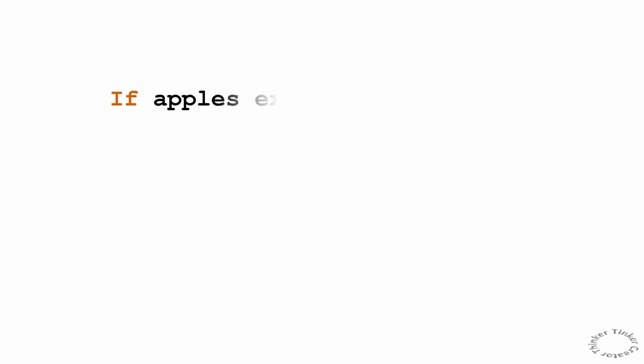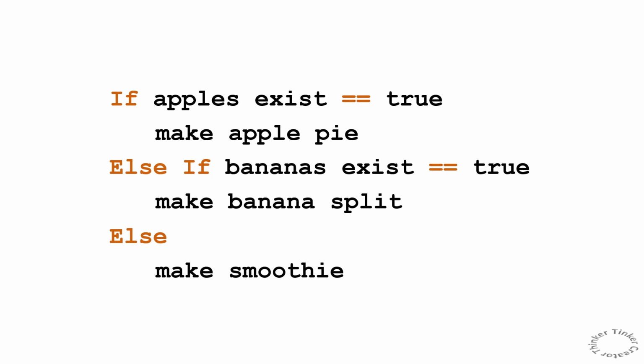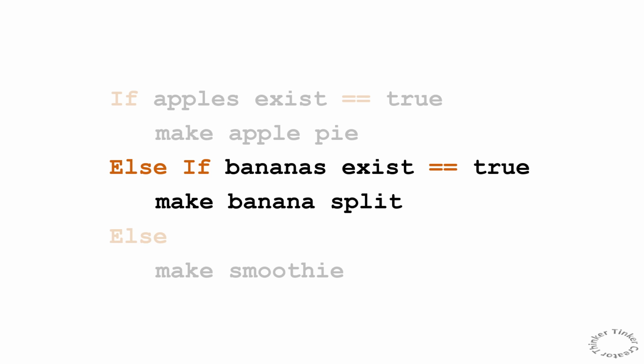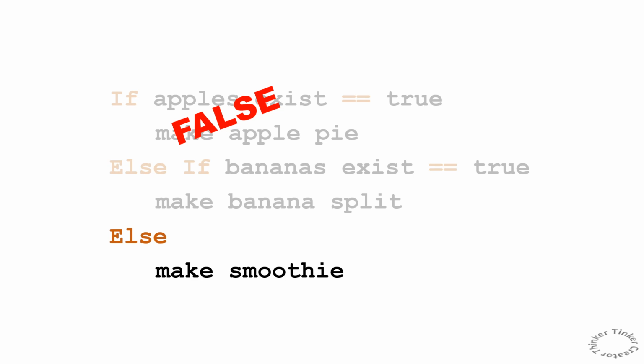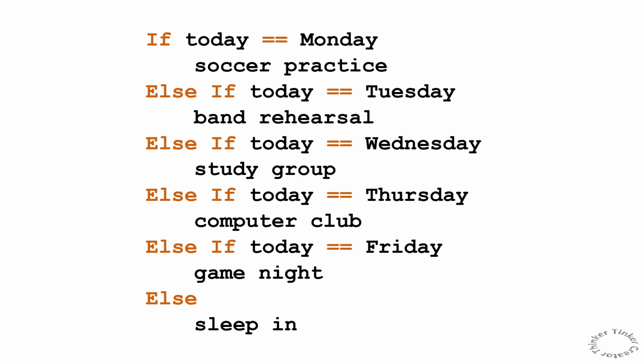If apples exist, make apple pie. Else if bananas exist, make banana split. Else, make smoothie. The else if condition is checked only when the previous conditions are false. The else clause runs when all of the above conditions are false. For every new condition, we can add additional else if statements, like this.